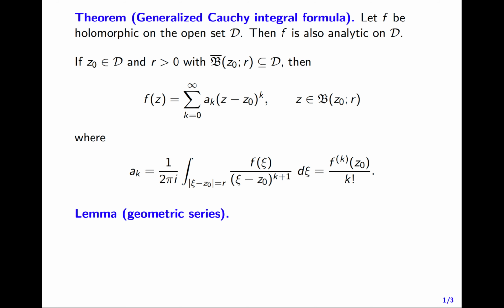Now, to prove the generalized Cauchy integral formula, we will largely rely on the original Cauchy integral formula and also the geometric series. So let me remind you what the geometric series is. If you have a point w in the complex plane with the modulus of w less than 1, then 1 divided by 1 minus w is equal to the sum from k equals 0 to infinity of w to the k. So this sum of powers of w converges, and it converges to the nice, neat expression 1 divided by 1 minus w. So with this in mind, let's prove the generalized Cauchy integral formula.